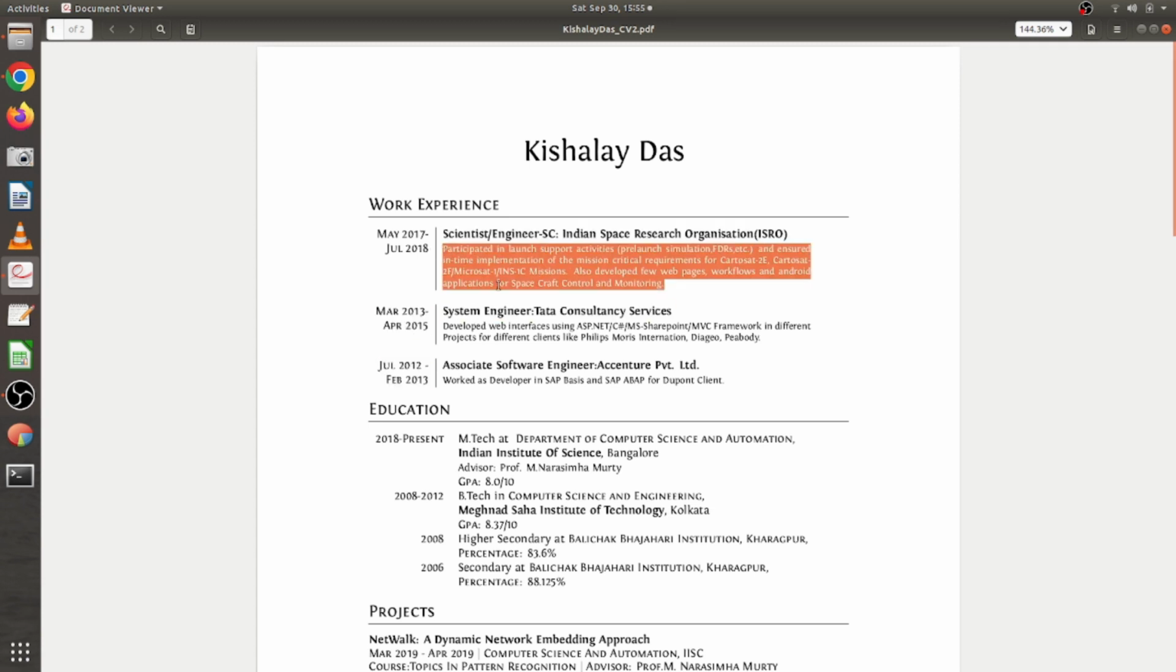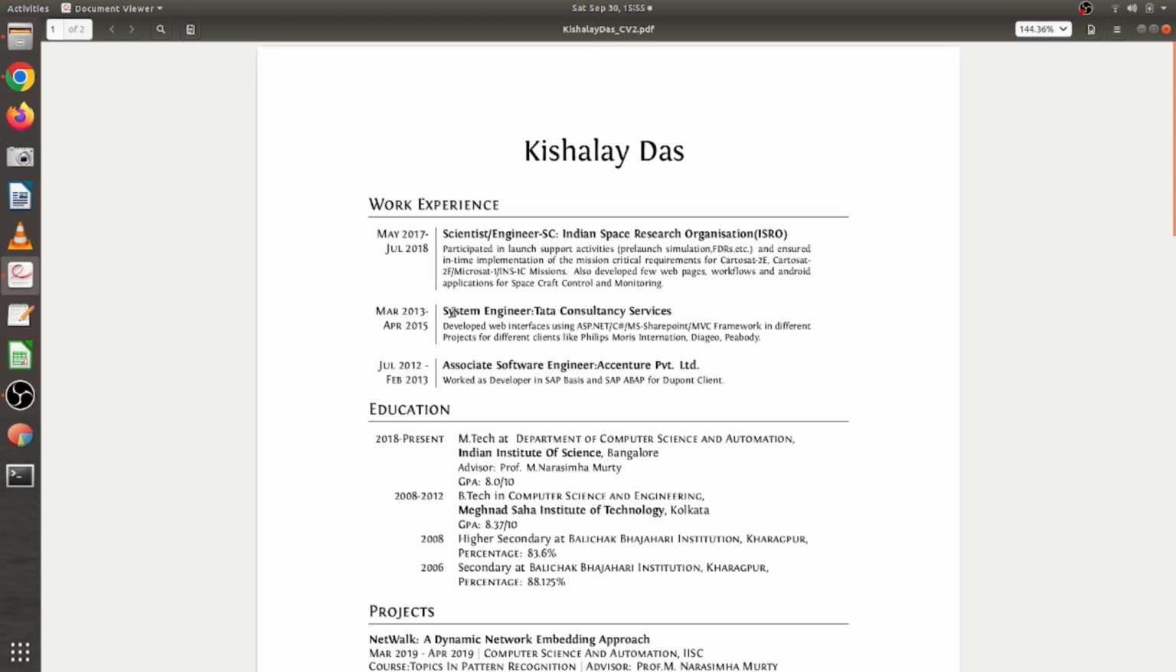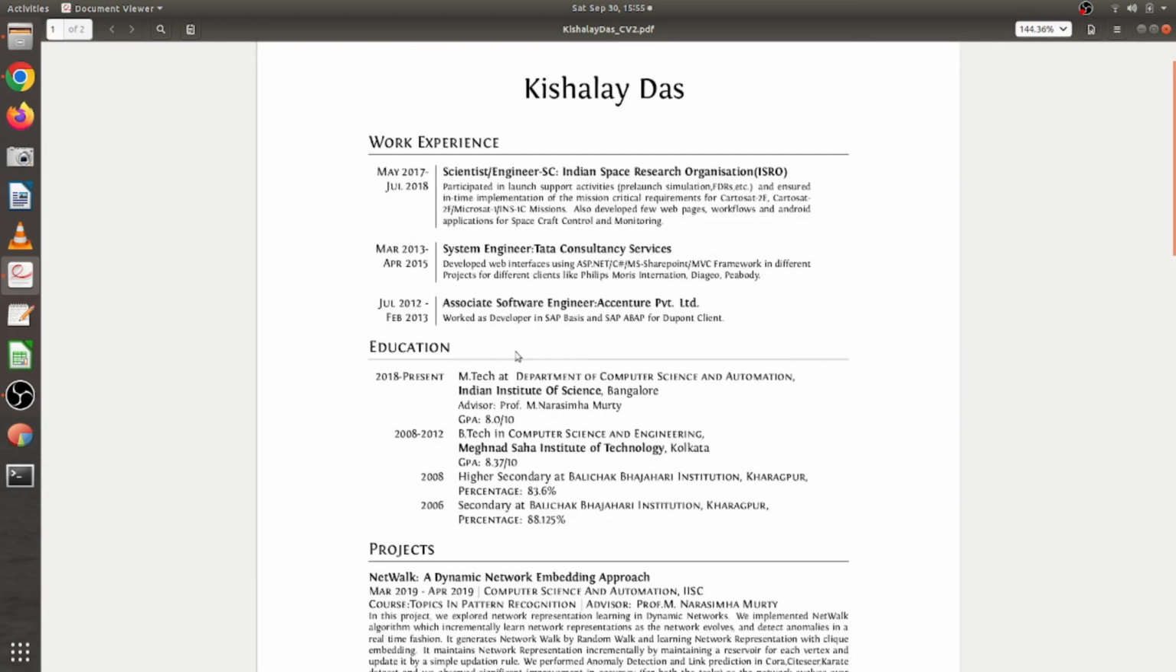And then, before that, as you know, I was part of TCS also for some time. I worked there as a system engineer, primarily working on web development. So I mentioned that, the different frameworks that I was working with, and also the different client names for the different projects. And finally, for around 8 months at the very beginning of my career after BTech, I worked with Accenture, where I was an associate software engineer.